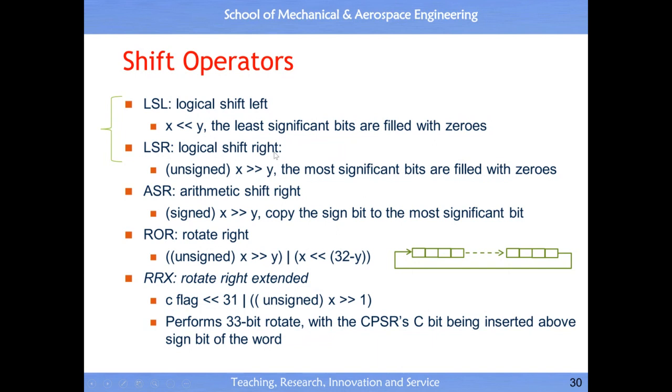But when you do a right shift with a negative number, you will face a problem of the negative sign being shifted from bit 31 to bit 30. How to prevent this from happening? Then you must use this instruction, arithmetic shift right. Arithmetic shift right means don't shift the sign bit. The sign bit will remain unchanged, and you only shift the data bits.